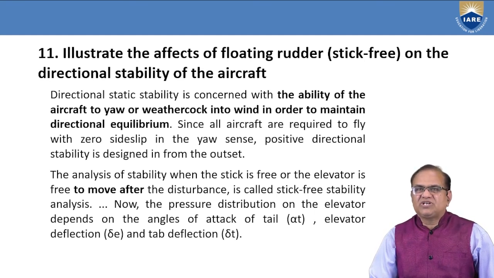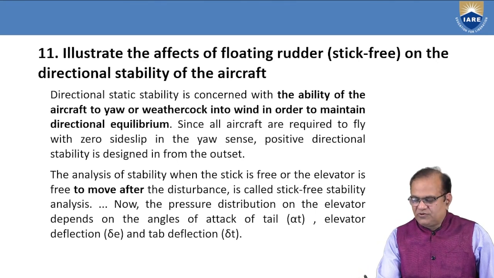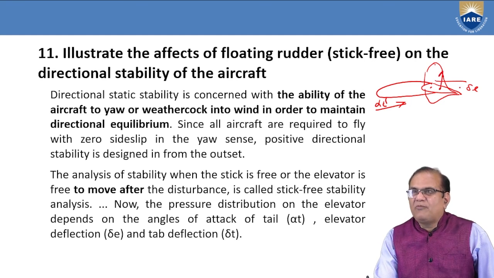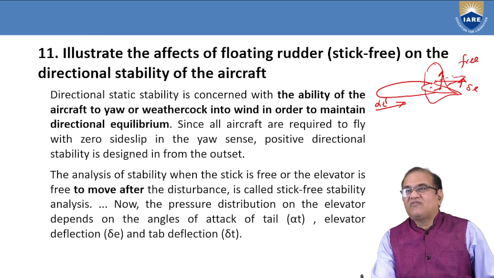Now the pressure distribution on the elevator depends on the angle of attack of the tail, the elevator deflection and the tab deflection. If you see here, this is your elevator, this is your tail, and this is the hinge. If this is alpha T, this is delta E. Here the pressure variation will change like this, and this pressure will generate a force like this, so it will move upward. So this delta E will be negligible and it may go like this. It is called floating, and it will happen when it is free.